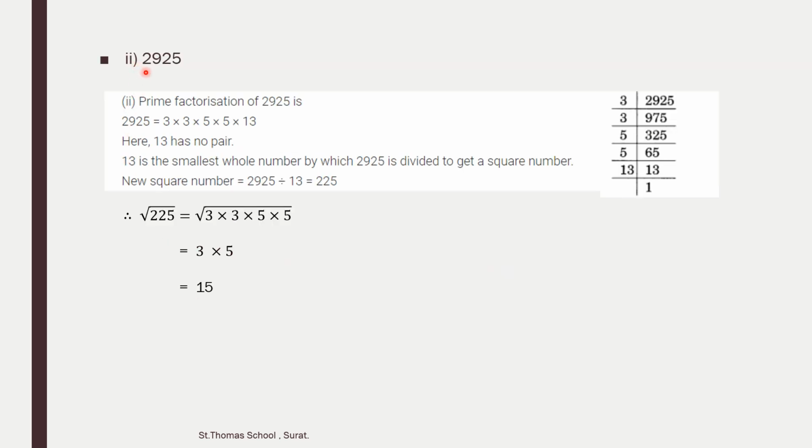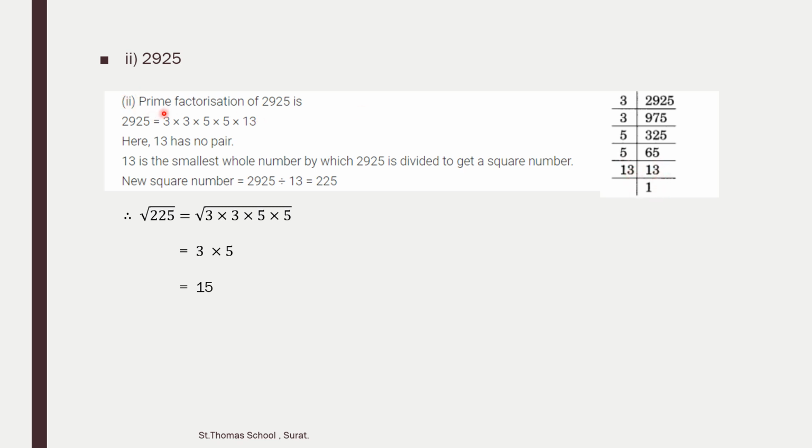Question number 2, 2925. First you have to find the prime factors of 2925. First you have to check divisibility by 3, because the last digit is 5, it is not divisible by 2. Now check divisible by 3, this gives 975. Again divide by 3, 325. Divide by 5, 65. Again divide by 5, that is 13. Divide by 13, that is 1.